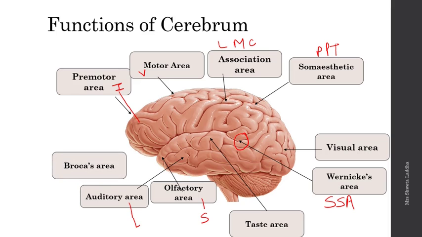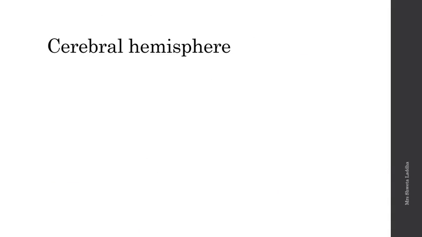Broca's area is the motor speech area, which is related to speaking a language. When you speak a language, that is because of your Broca's area. If injury to Broca's area occurs, then you suffer from a condition called aphasia, inability to speak, or dumbness. So: premotor area, involuntary action; motor area, voluntary action; association area, learning, memory, communication; somaesthetic area, pain, pressure, temperature, and the remaining ones. So these are the functions of the cerebral hemispheres.